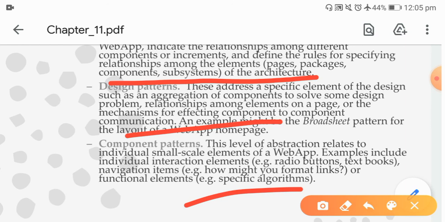This level of abstraction relates to individual small scale elements of a web app. Examples include individual interaction elements, for example radio buttons, text boxes, navigation items, or how you might form your link or functional element. For example, specific algorithms, that is what type of algorithm you are going to use to find out who is going to hack your system, or who is withdrawing some amount from your customers' accounts.